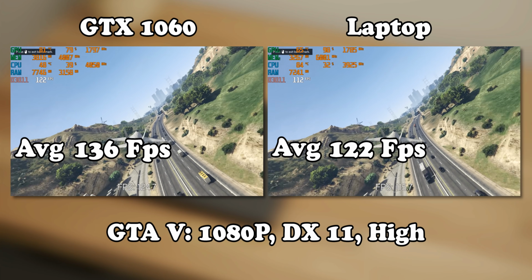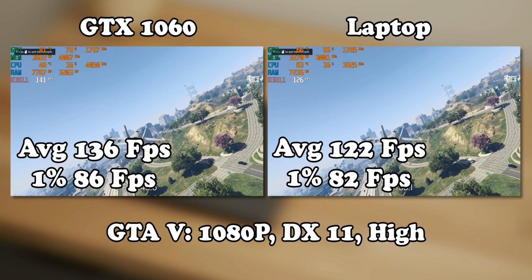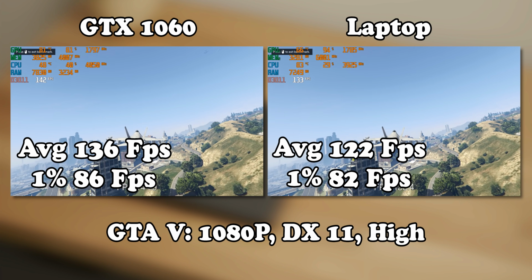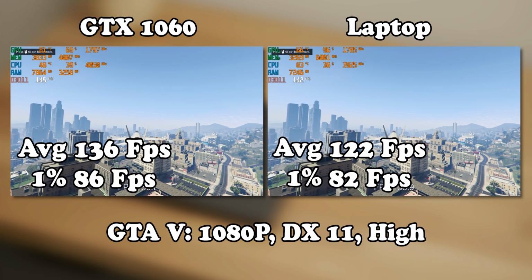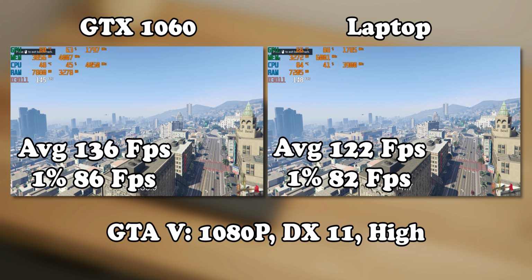Now, in terms of average frame rates, there is a bit of a smaller difference between the two, but interestingly, again, the 1% lows are roughly the same, so the performance difference seems to manifest in the average frame rate and not so much in the dips.